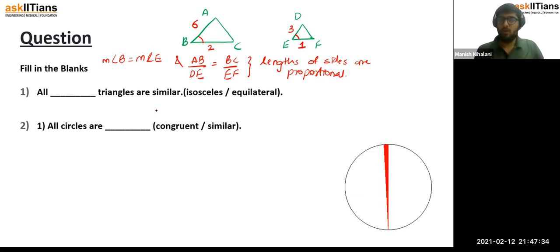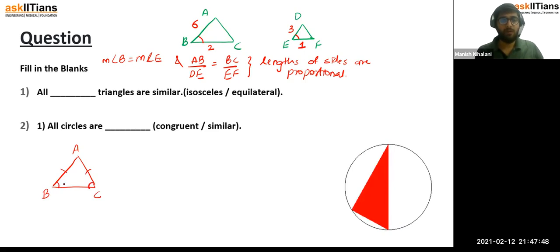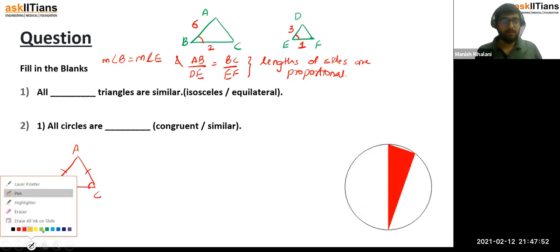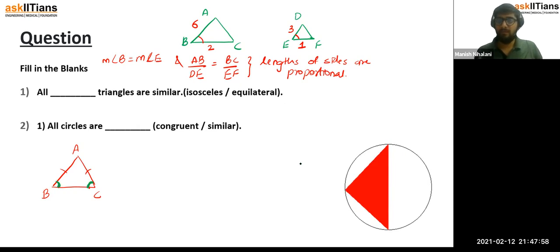So are all isosceles triangles similar? First of all, what is an isosceles triangle? Isosceles triangles have two same sides, right? And if the sides are the same, their corresponding opposite angles are also the same, right? So these are isosceles triangles. Whereas in an equilateral triangle, all angles and all the sides are the same.